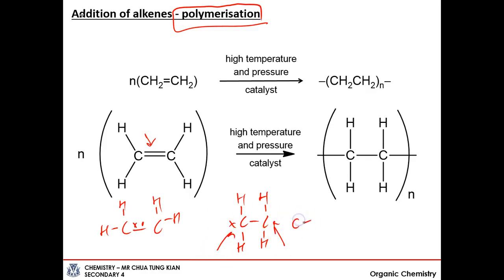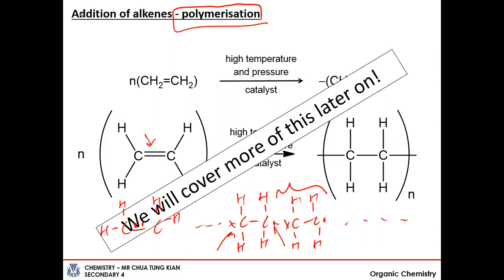So if I have one more of the same molecule over here, this one can repeat itself. If it keeps repeating and repeating and so on and so forth, we get a very, very long carbon chain. And this is the process of polymerization to make a macromolecule. We will cover more about this in the later chapter.